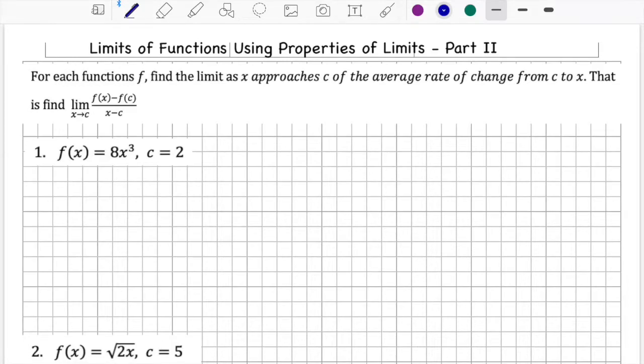Okay, so today we're going to do a second part of limits of functions using properties of limits. So let's get started.